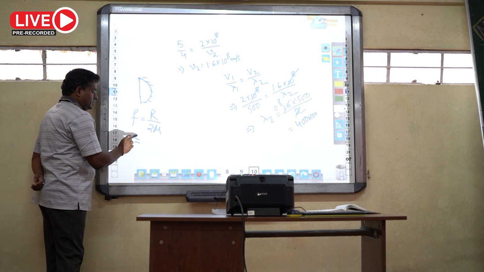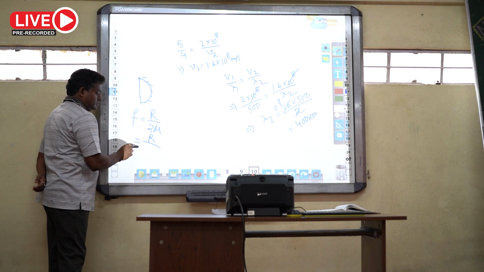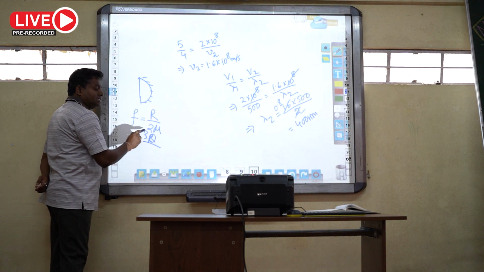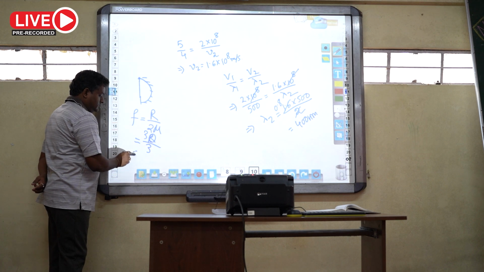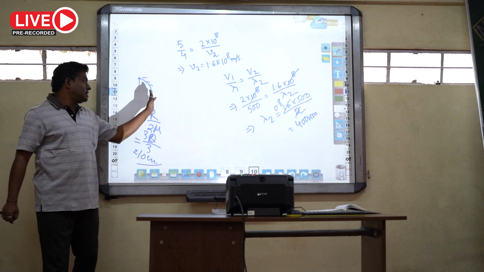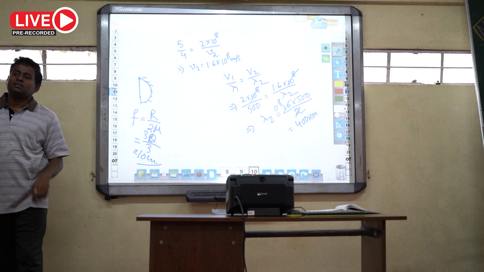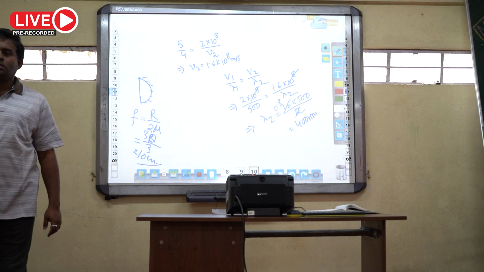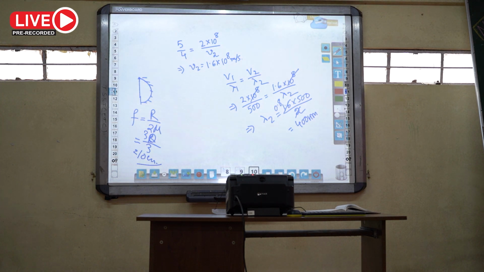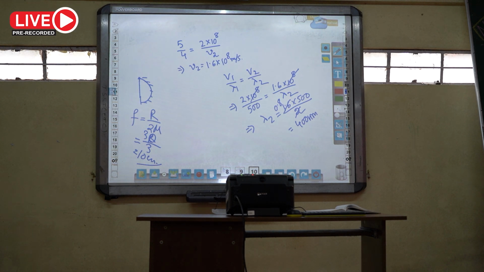Then R is given 30. 2 mu means 2 into 1.5, that is 3. So it will become 10. Now it is behaving like a concave mirror, focal length 10 centimeter. So at which position should the object be placed such that it will produce an image of the same size? Center of curvature, that means twice the focal length. So the answer is 20.